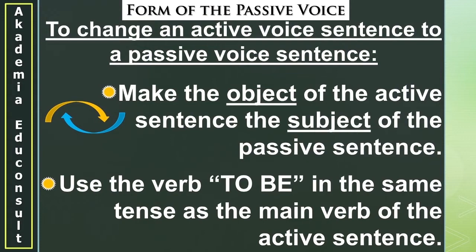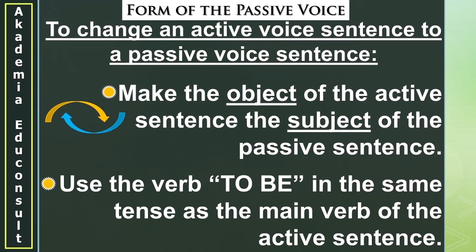Let's look at the form of the passive voice. In order to change an active voice sentence to a passive voice sentence, there are things you need to take note of and things you need to do. The first thing is that you should make the object of the active sentence the subject of the passive sentence. Then you make use of the verb to be.